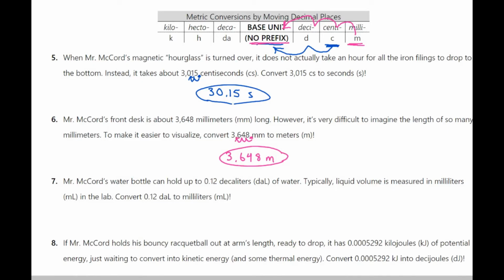So I'm going from 0.12 decaliters, DAL, and changing it to milliliters. I don't always have to start or end at a base unit. I can go from one prefix to another. So in this case, let's use green. I'm going to go from deca, DA, right here, over to milli, all the way over at the end, right here. So I'm going to be going 1, 2, 3, 4 spots to the right. And this does count as a spot to cross over, because the base unit is still a unit. It still has a size. So we're going 1, 2, 3, 4 spots to the right.